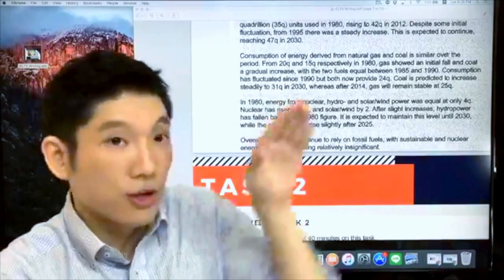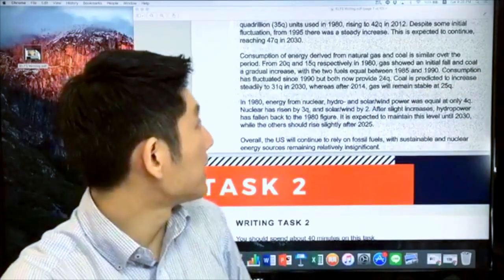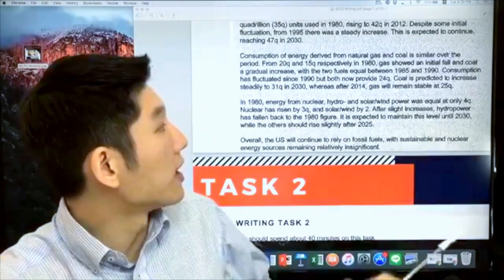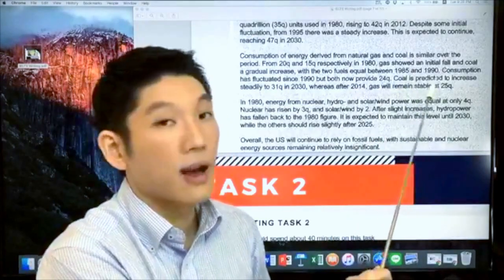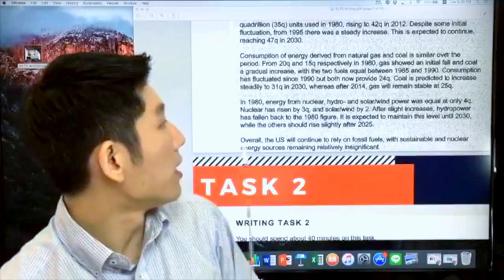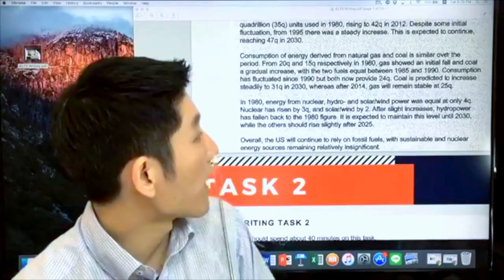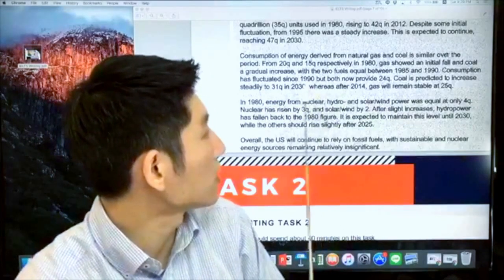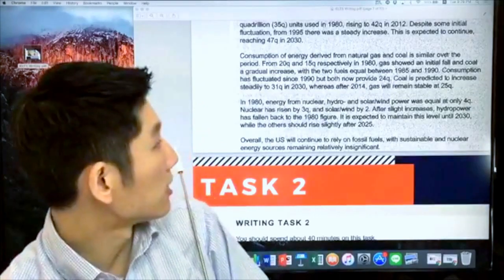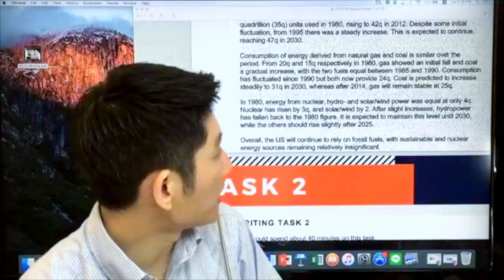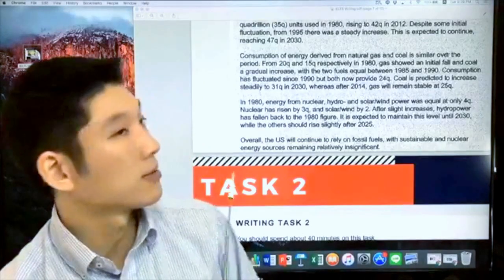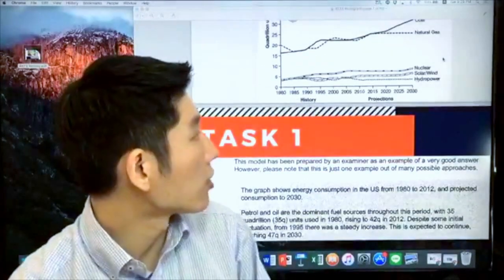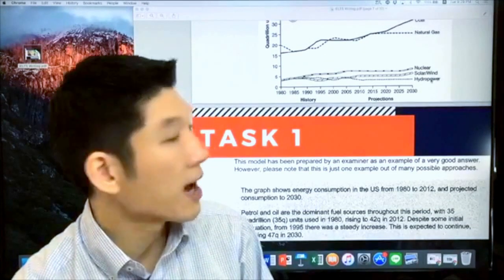Consumption has fluctuated, so I know it moves up and down since 1990, but both now provide 24 quadrillion units. Coal is predicted to, ooh, that's a nice one right here. Please write that phrase down. Is predicted to, is anticipated to, is expected to, is forecast to increase steadily to 31 quadrillion, whereas there's even a subordinate clause here. Excellent. Gas will remain stable at 25 quadrillion units. Perfect. So I'm expecting the writer to talk about nuclear, solar, wind, and hydropower next.